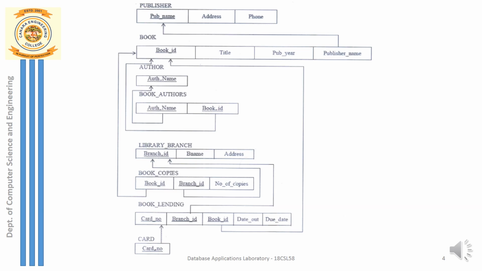The schema diagram is shown over here in the rectangular boxes. You can just note here the tables that are represented. The first table is the publisher table, then comes the book table, and then we have the book authors table, library program table, book copies table, and then finally the book lending table. These two tables, author and the last table, card, are additional tables which we have added for our convenience. Okay, so this is how you write the schema diagram.